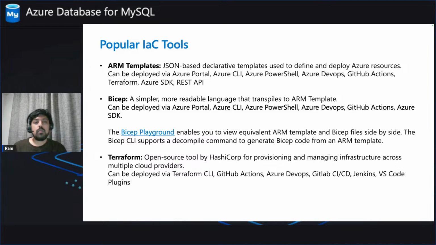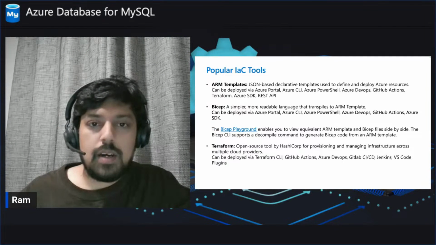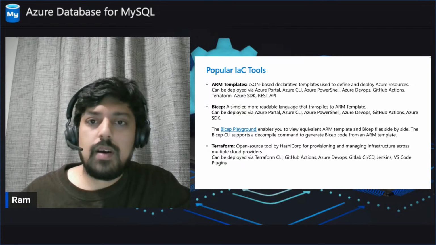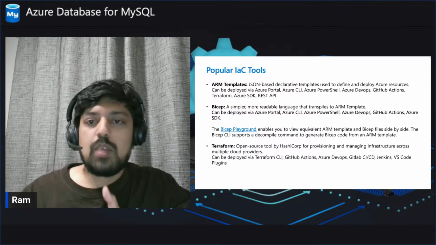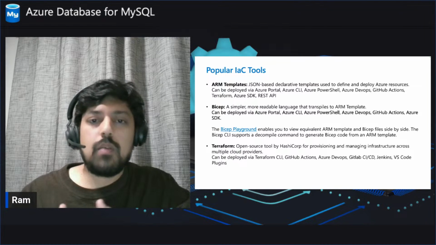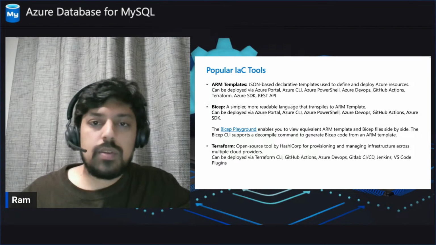There are several popular IaC tools, and today we'll be particularly looking at ARM templates, Bicep, and Terraform. Just a brief intro about these three. ARM templates are JSON-based declarative templates. This is very particular to Azure resources, and you define the template in a JSON file, and then this template can be deployed via portal, CLI, PowerShell, DevOps. There are many tools to deploy ARM templates.